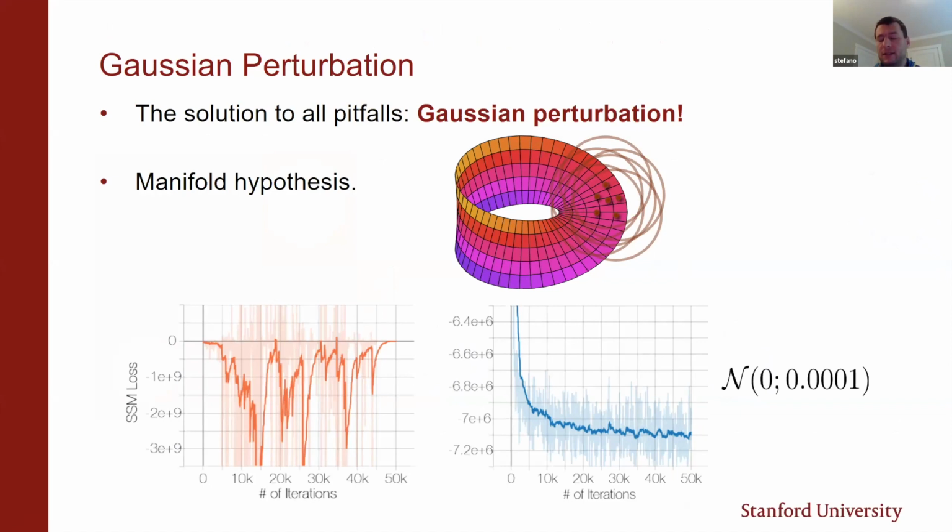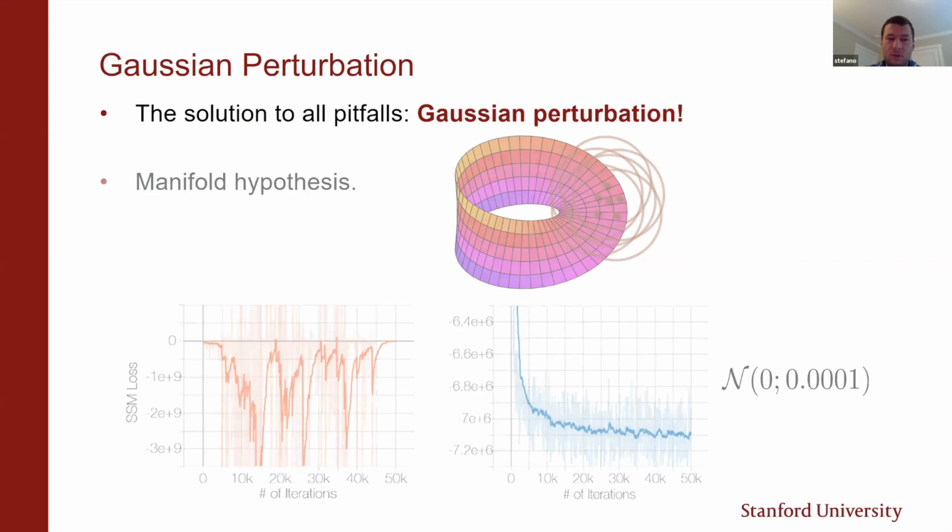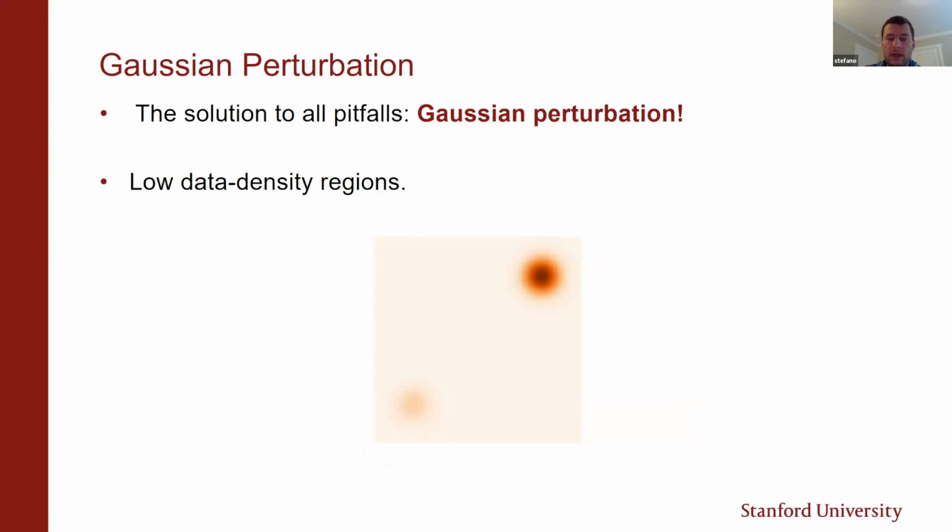And recall the other problem we had was that we were getting no signal from low data density regions about what's the right direction we should move to get to the high density ones. If you think about what happens if you perturb your data by adding a lot of Gaussian noise, you're going to explore the whole space. And so by adding noise, we're able to get some signal about what's the right thing to do, even when we are far away from the high density regions.